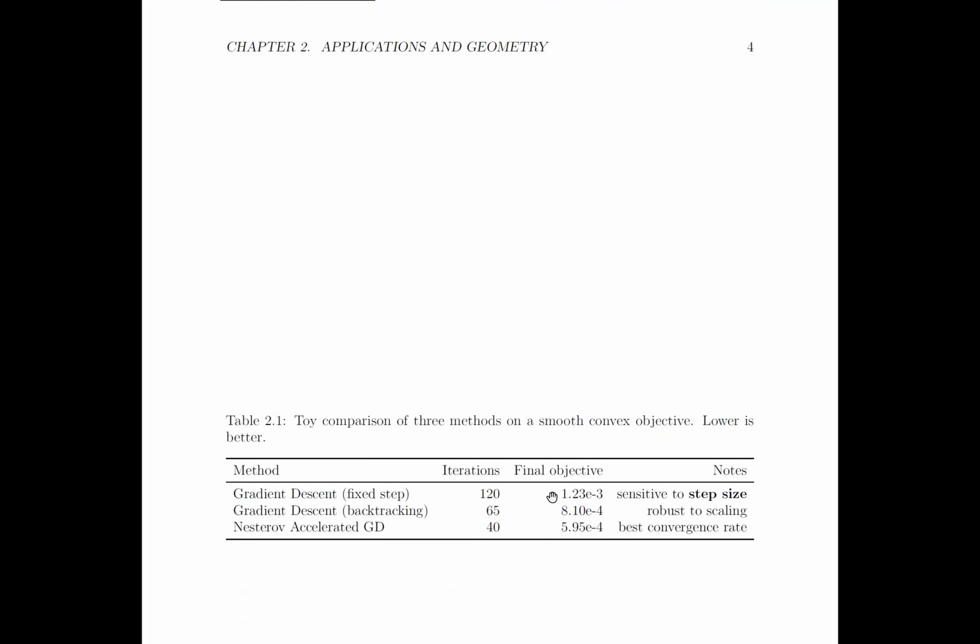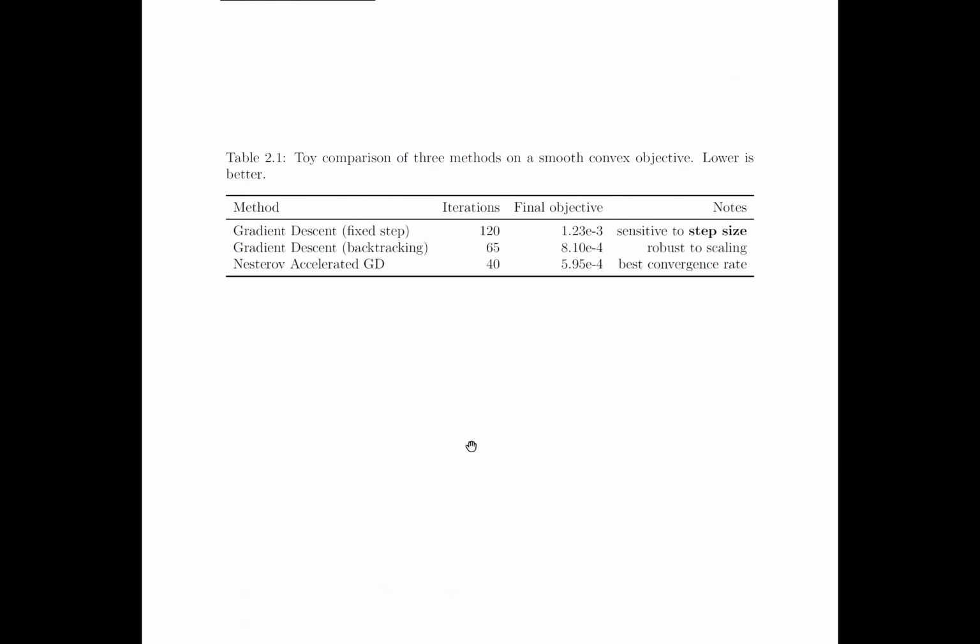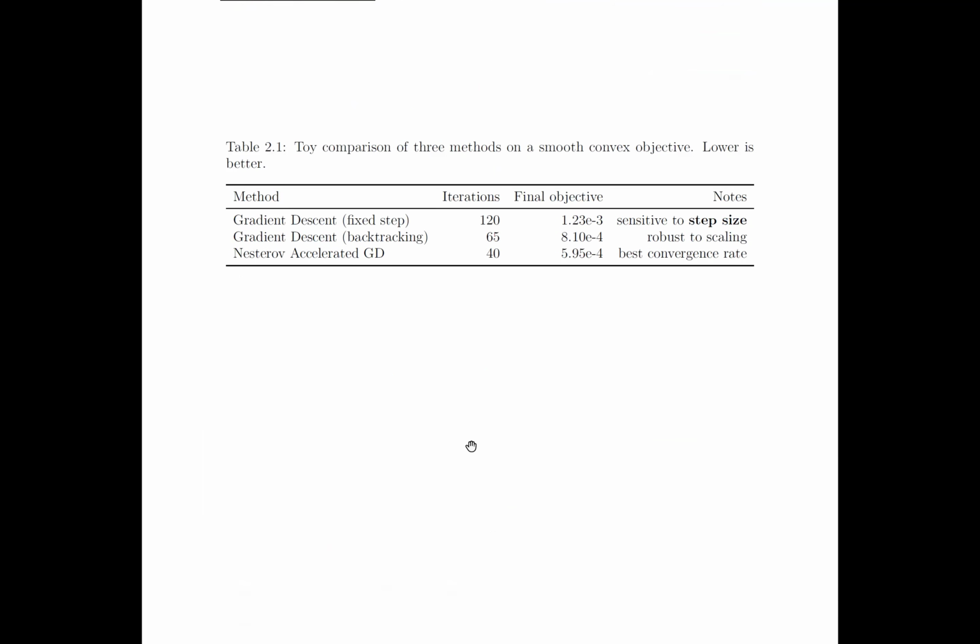Okay, I mean, chapter 2 still has the table. So we have a toy comparison of 3 methods on a smooth convex objective. Lower is better, right? So for the gradient descent method with fixed step, you have 120 iterations. Final objective is 1.23 times 10 to the minus 4. So that's bigger than the rest, right? It is sensitive to step size. Then gradient descent with backtracking, 65 iterations, 8.10 times 10 to the minus 4. This is robust to scaling. And Nesterov accelerated GD, just 40 iterations, and we get 5.95 times 10 to the minus 4, which is smaller than this one. So this is like the best convergence rate given these 3 methods.